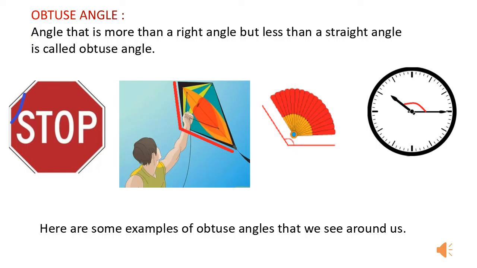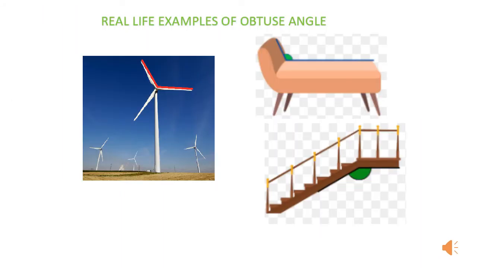So what is an obtuse angle? An angle that is more than a right angle but less than a straight angle is called obtuse angle. And you can see in the picture given here some of the obtuse angles which you find around us are shown. Now here you can see real life examples of obtuse angle.